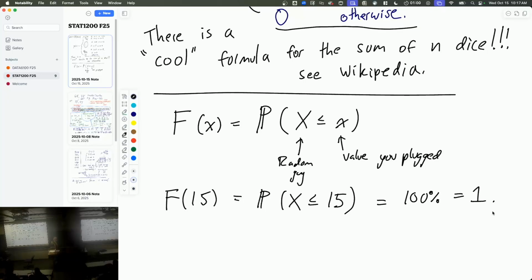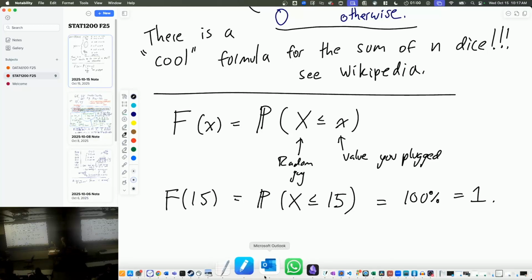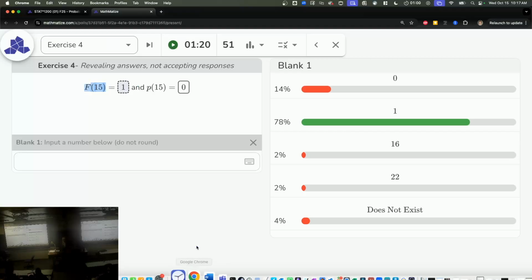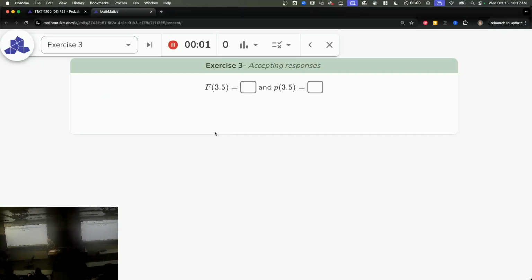Very nicely done. Should we give them the part 2 of the mathematize? Or do we have more things to say? I think we can go right to the mathematize. Let's do the part 2 of the mathematize. I think everyone will get this one right away now that everyone is on board.